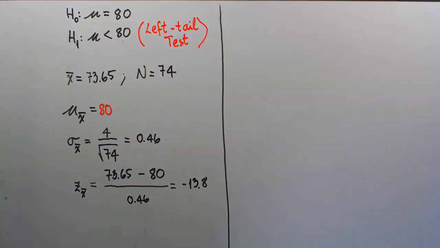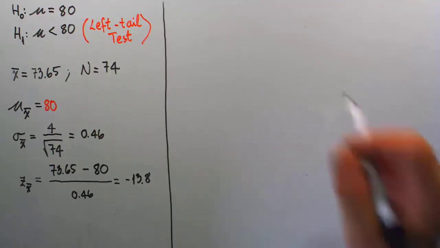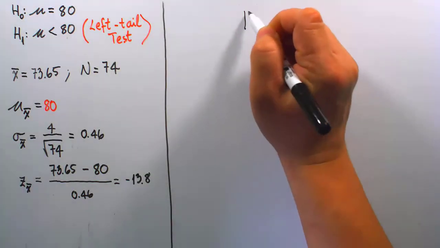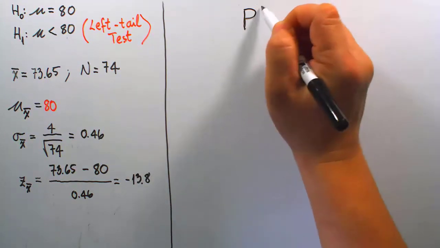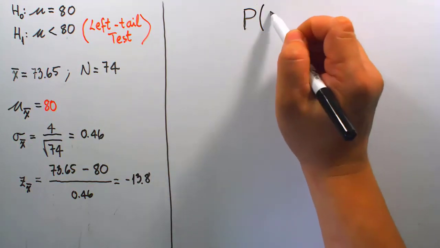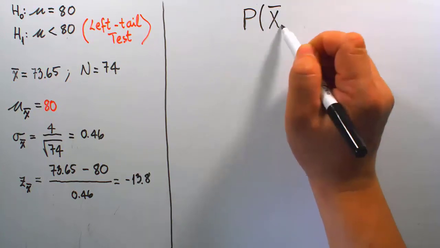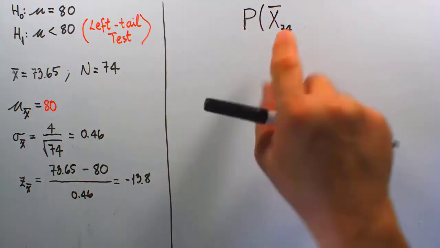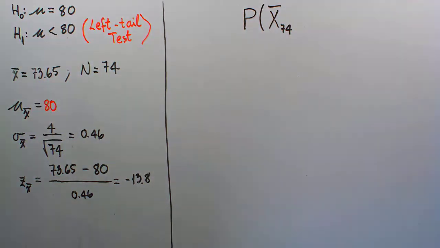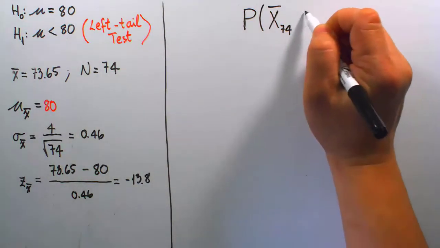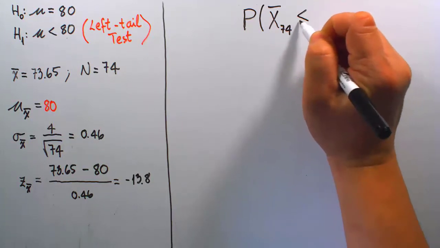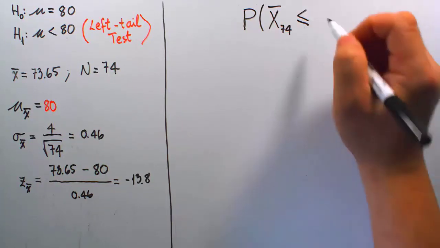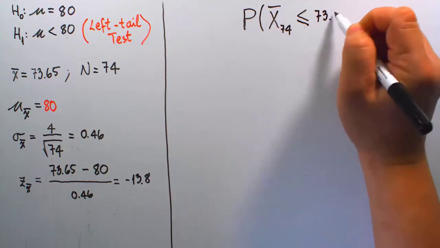After getting the z-score for our sample, we are going to set up a probability calculation. Among all sample mean values of size 74, I am looking for the probability that we run into a sample mean. This time, being a left-tail test, I am setting up a probability for the sample mean falling below, less than or equal to, 73.65.